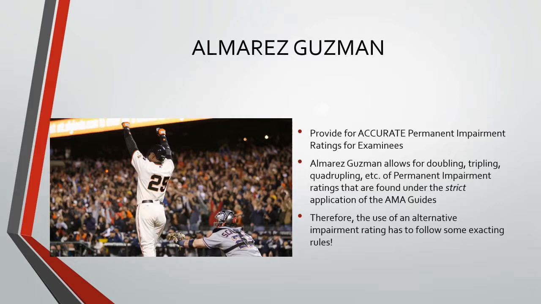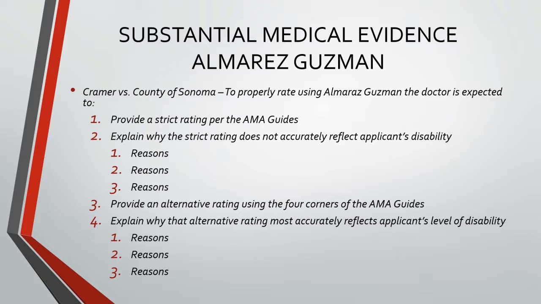So it has to be done just right. It has to provide for an accurate permanent impairment rating of the examinee, otherwise it will be promptly rejected by the parties as simply your attempt to manipulate the guides in order to obtain a more favorable result. Therefore, the use of an alternative impairment rating has to follow some exacting rules, which I'm going to give you now. So here's the magic formula.